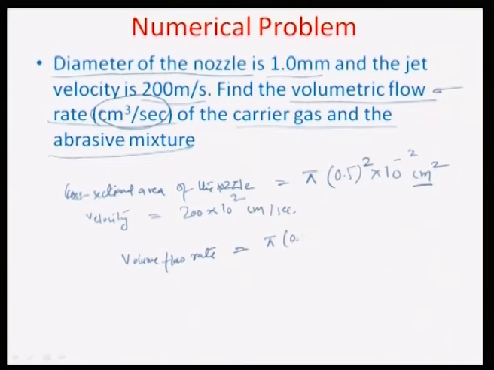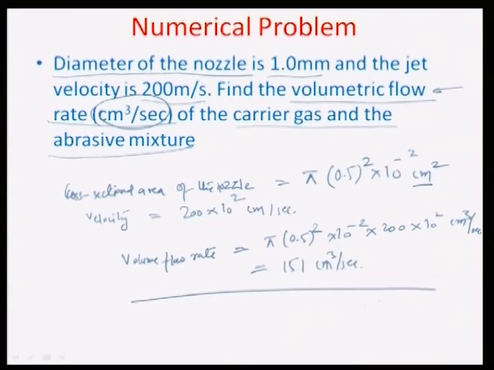So, the volume flow rate equals the cross sectional area times the velocity, in centimeter cube per second, which is actually equal to about 151 centimeter cube per second. So, you can actually this way compute the various aspects of an AJM process, and you can use that further for MEMS applications.